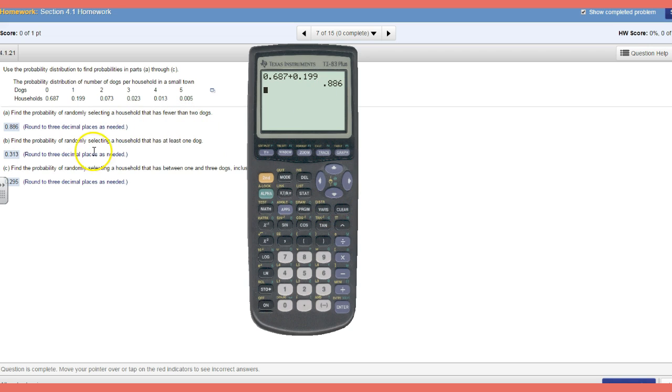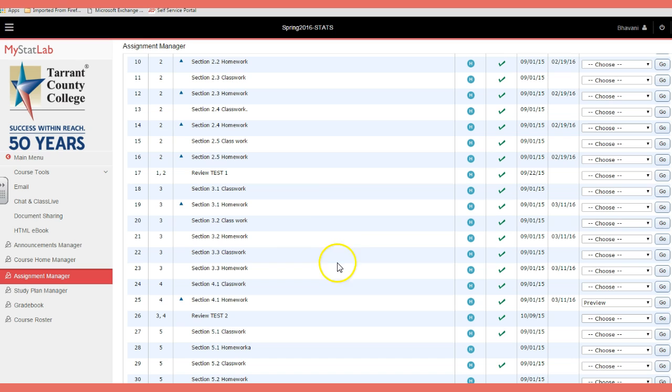Now, if I want to find the probability of randomly selecting a household that has at least 1 dog, when they say at least one dog, I could have one dog, two dogs, three dogs, four dogs, or five dogs, because they are mutually exclusive events. So now, let me go ahead and do this manually so you can see what's going on here.